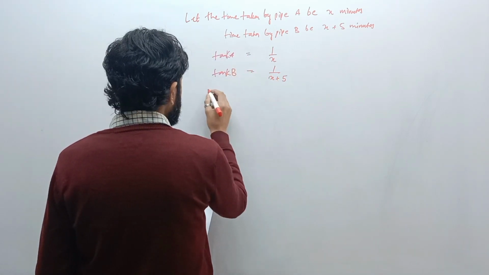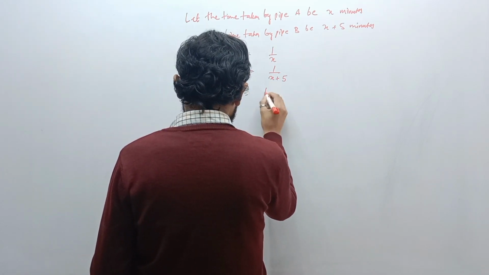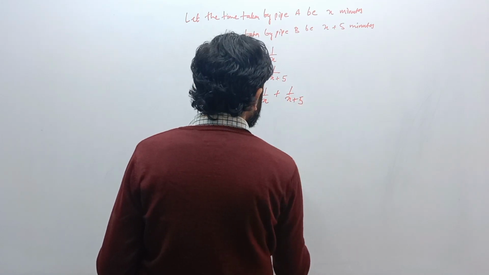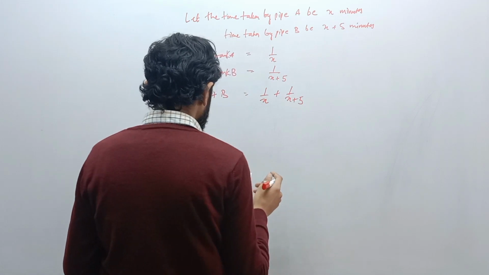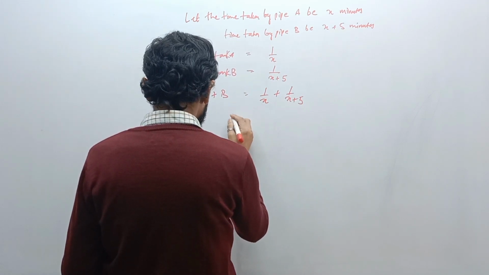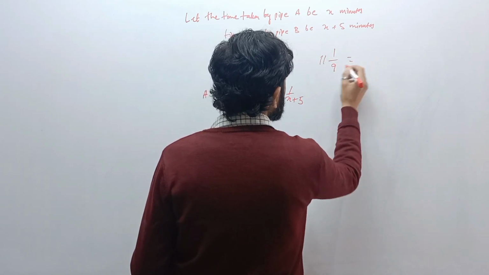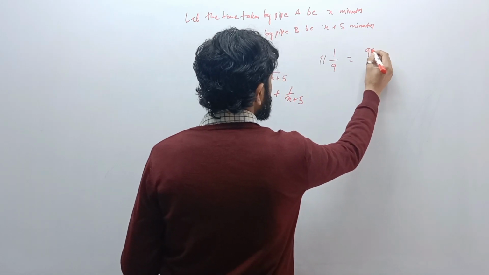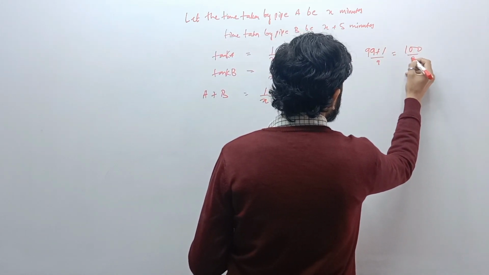So both combined, A plus B, will fill in 1 minute 1 upon x plus 1 upon x plus 5. Now according to the given question, it takes 11 1 by 9 minutes. So 11 1 by 9 would be 99 plus 1 upon 9, which would be 100 upon 9.